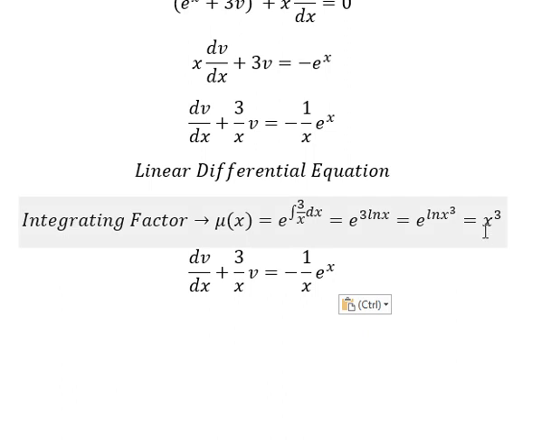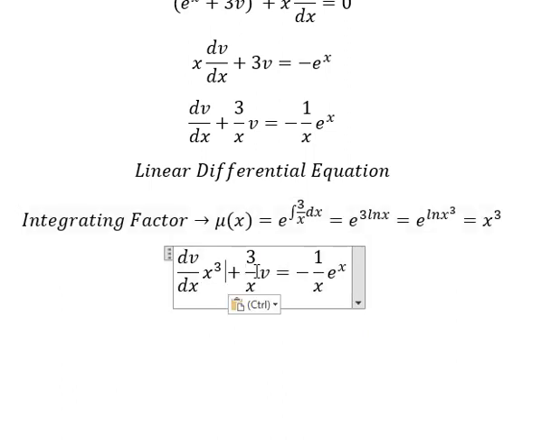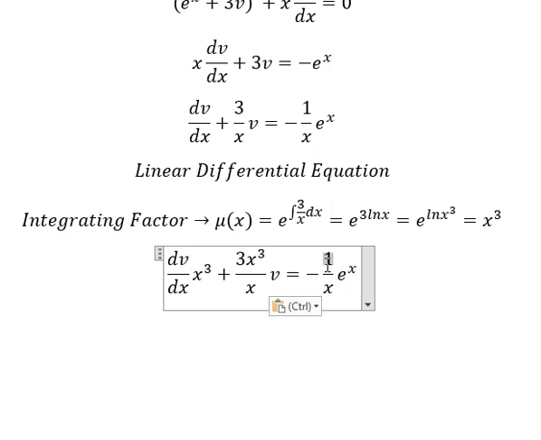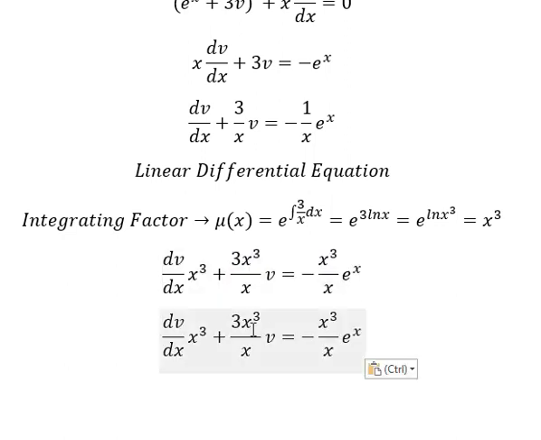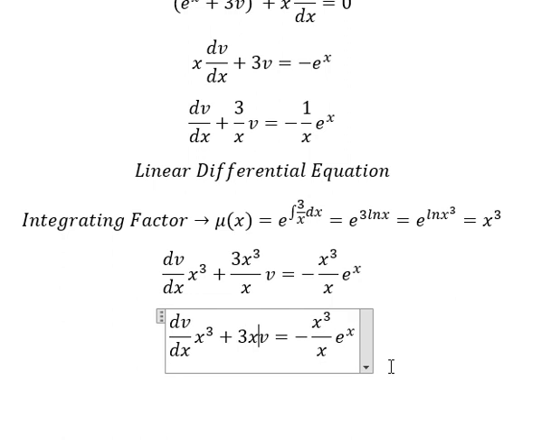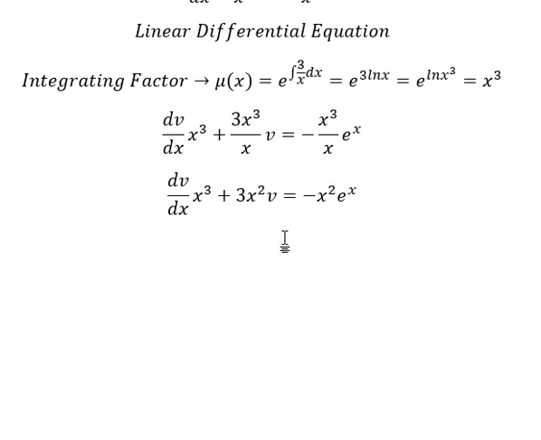That means we multiply both sides by this one. This one we have 3x squared. This one that is about x squared. So we put the integration for both sides.